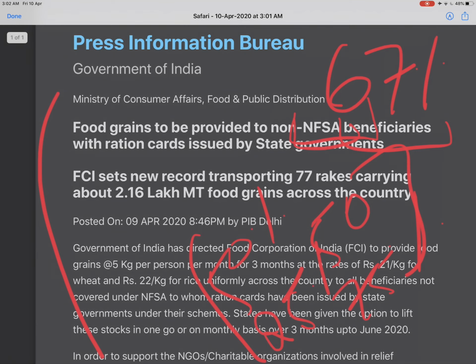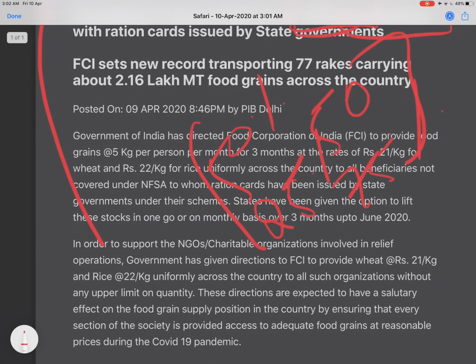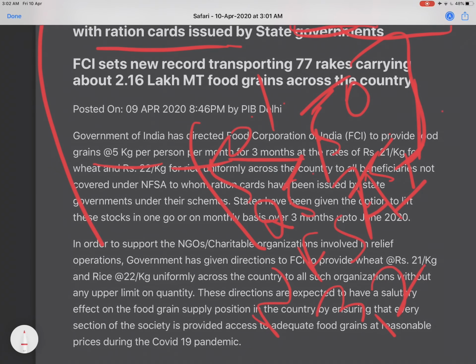So right now, what the Government of India has done is that people who are not under the domain of the NFSA, they too would be entitled to food grain from the FCI, but the price is slightly higher than for those who are getting it under NFSA. So we know under the National Food Security Act, one is entitled to rice at rupees 3 per kg, wheat at rupees 2 per kg and coarse millets at rupees 1 per kg. But under this new provision, wherein everybody is entitled as long as one has a ration card, one can have 5 kg per person per month for 3 months. What? Wheat at the rate of 21 per kg and rice at the rate of 22 per kg.